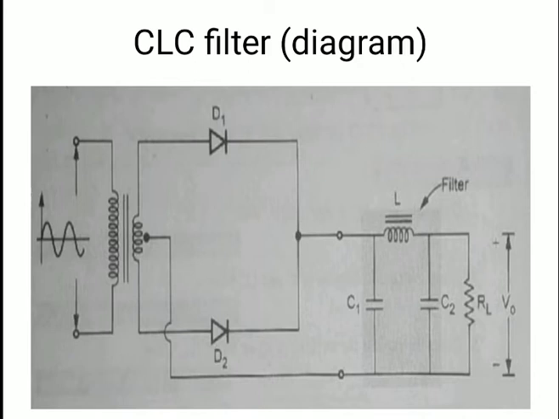Basically C and L have one more property. Capacitor blocks DC voltage and allows the AC voltage, right? Capacitor blocks DC and allows the AC. Similarly, inductor allows the DC but it blocks the AC. So vice versa. Capacitor blocks the DC but inductor allows the DC. Capacitor passes the AC and inductor blocks the AC.